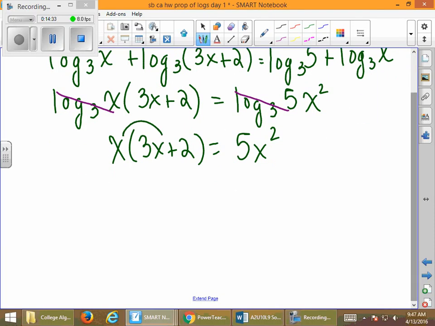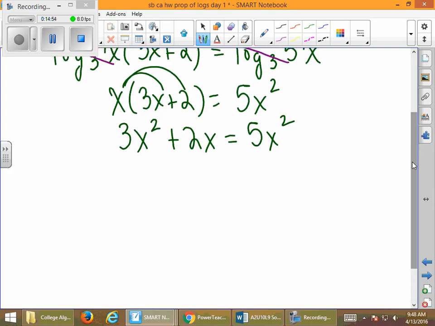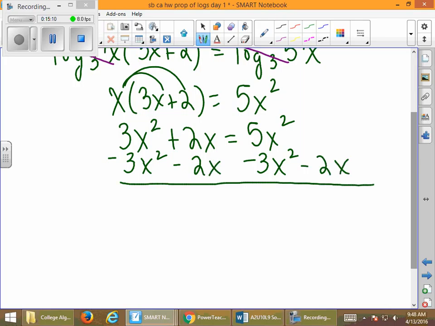And now we're going to distribute. So we have 3x squared plus 2x equals 5x squared. And as we solve this, I'm going to move everything to the right side. I know that's not my traditional way, but we're going to have to factor this, and it's much easier to factor when we have a positive x squared term rather than a negative. So if we move everything over, you get 0 on the left side, equals 2x squared minus 2x.